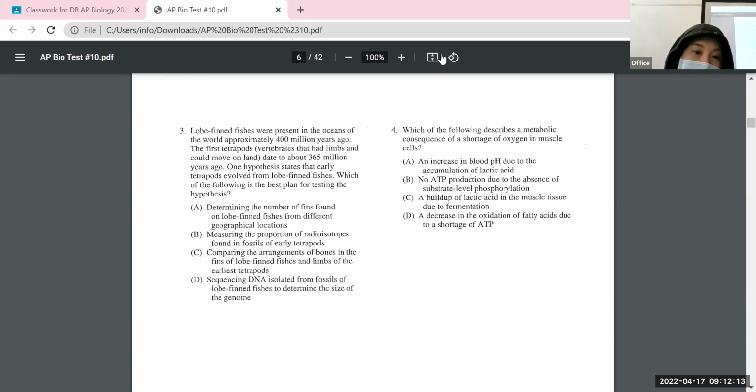First one, determining the number of fins found on lobe-finned fishes from different geographical locations. Again, you're just comparing lobe-finned fishes, right? So that would not help in drawing a conclusion that lobe-finned fish is an ancestor of tetrapods. Okay.